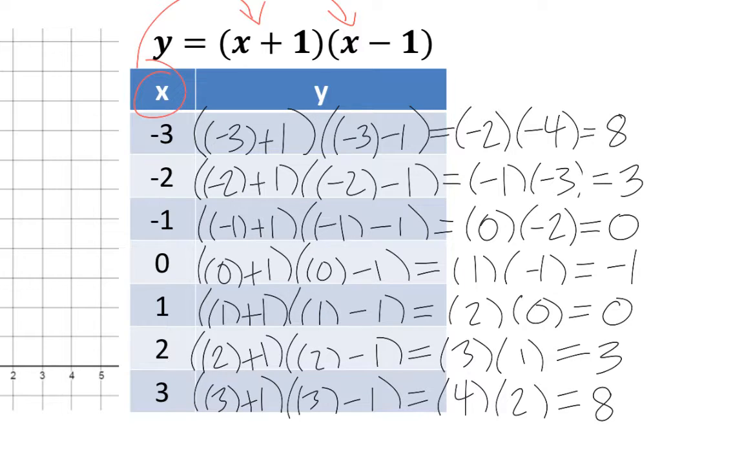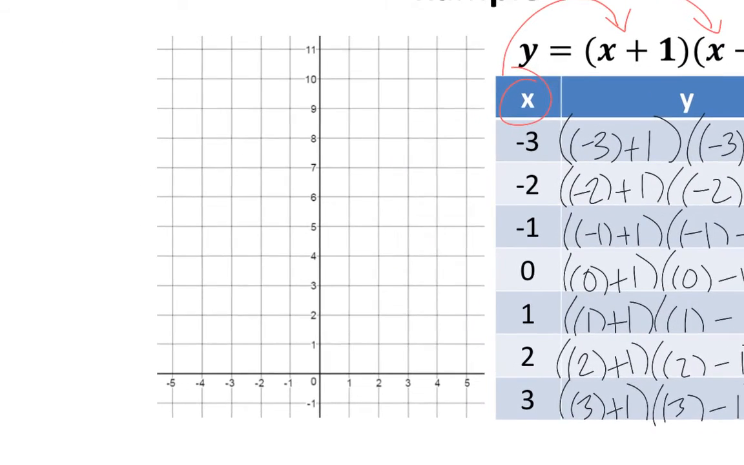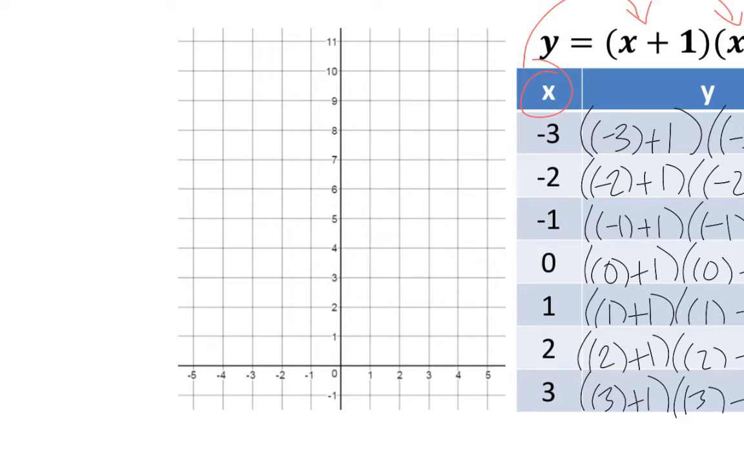At this point, you have a bunch of x and y values, which when put together gives you a coordinate. So let's go ahead and plot these points. We're going to do that on this graph over here. Let's begin with -3, 8, which would be right over here. Our next point is -2, 3, which is right over here. Then we have -1, 0, which is right over there. We have 0, -1.